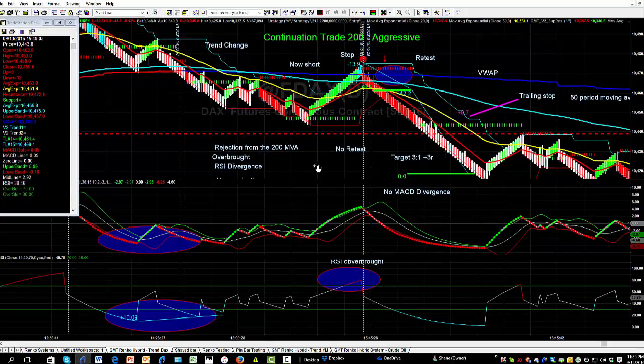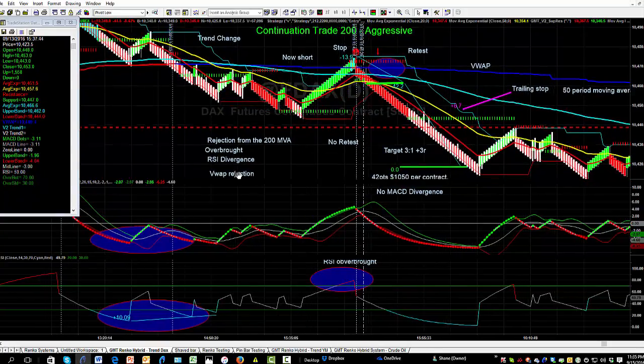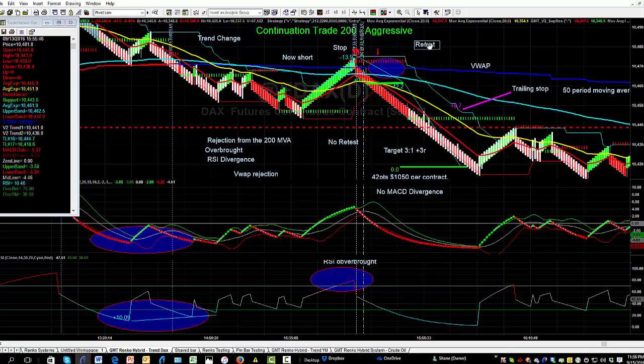As I mentioned before, it's fairly simple. We've got VWAP rejection. We have rejection from the 200 period moving average. We have our resistance set up. We were overbought. We've gone to an overbought area on our RSI. We've got RSI divergence coming into that trade, but the two things we don't have, which would have been ideal, would have been a retest and a MACD divergence.